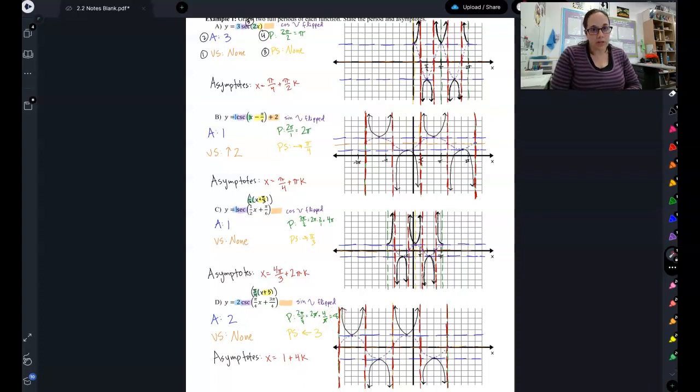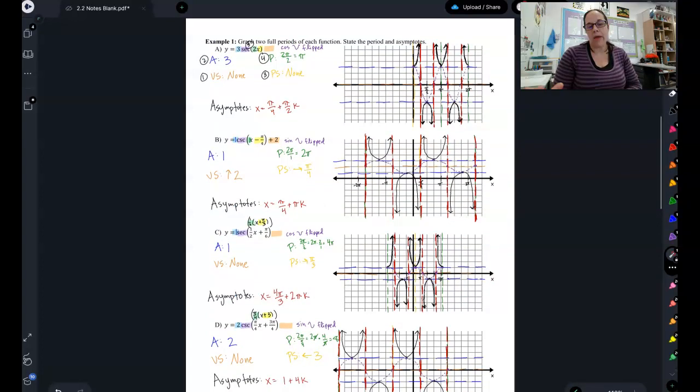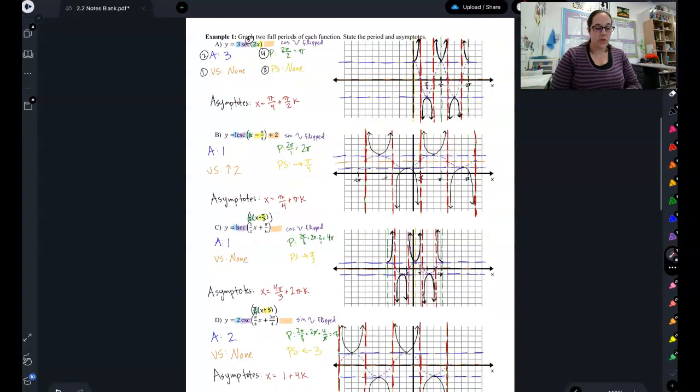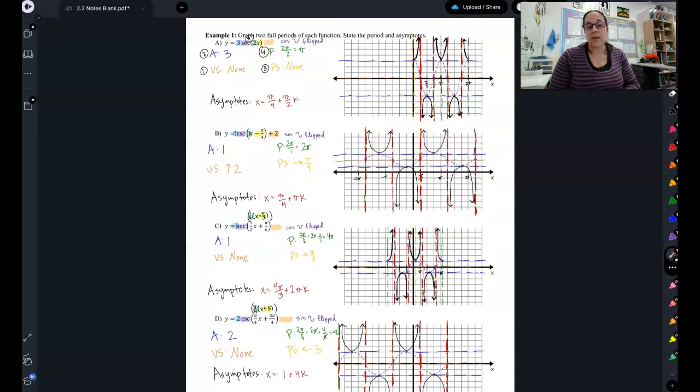That only works for secant and cosecant graphs, but it is a little pattern you can remember if that helps. If not, you can always just graph them out and see where those red asymptotes end up, and that's where they're at. So that is all we have for secant and cosecant. In the next video, we'll do the other half of our lesson, which is looking at tangent and cotangent.